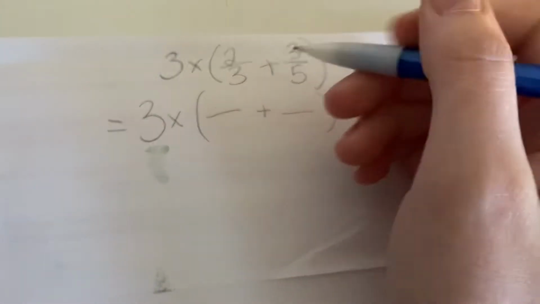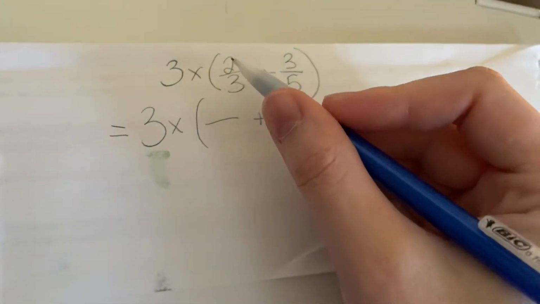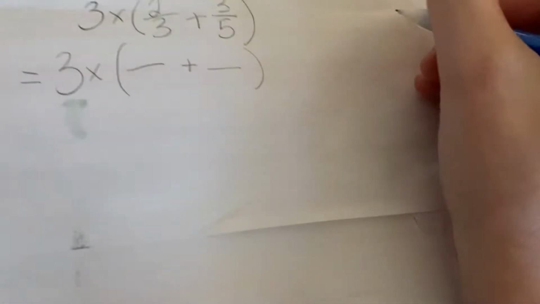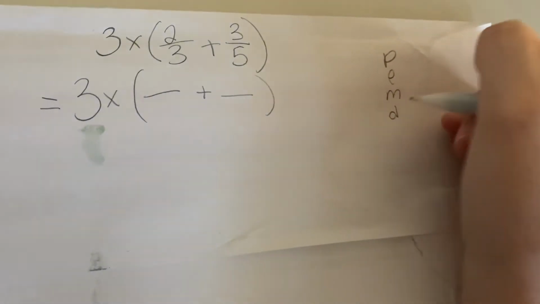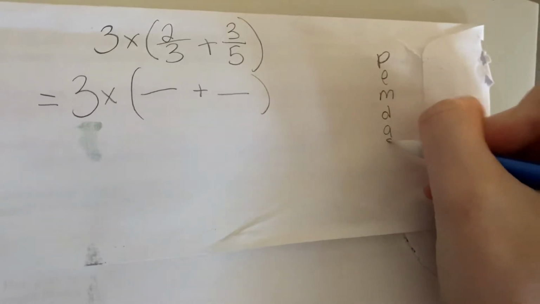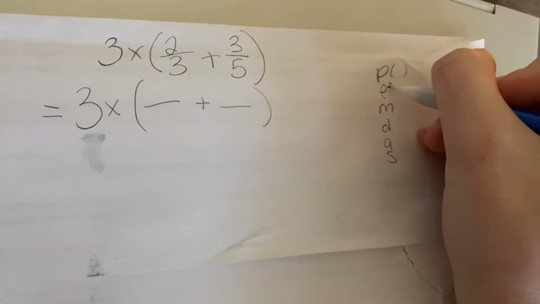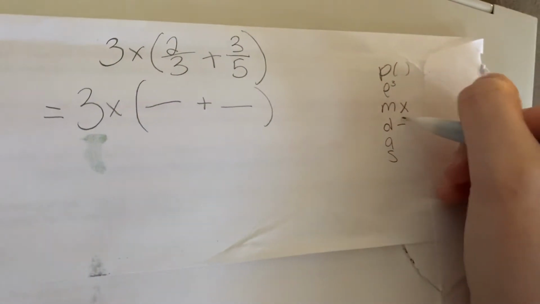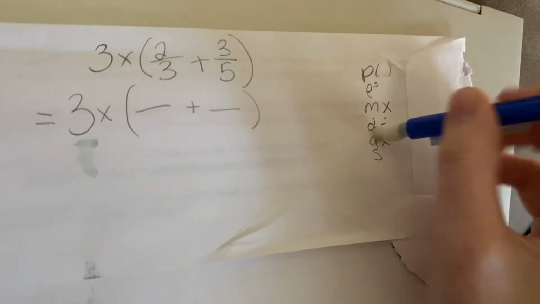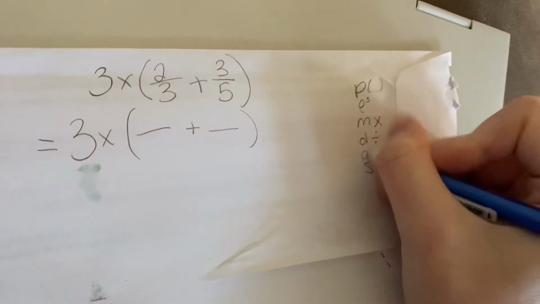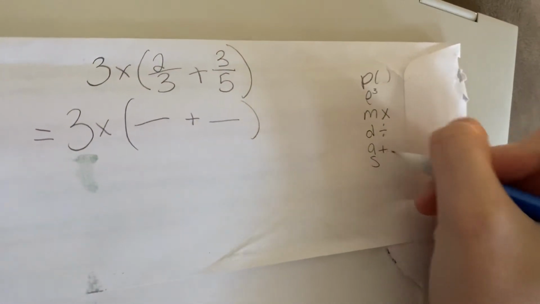Whenever you get a question like this, the first thing to remember is, of course, the order of operations. I'm going to write the order of operations over here. We remember it from PEMDAS, or please excuse my dear Aunt Sally: parentheses, then exponents, then multiply or divide, whichever one comes first, and then add or subtract, whichever one comes first.